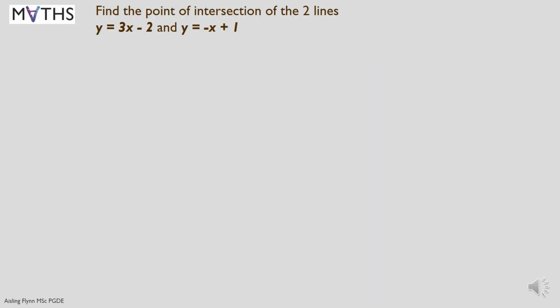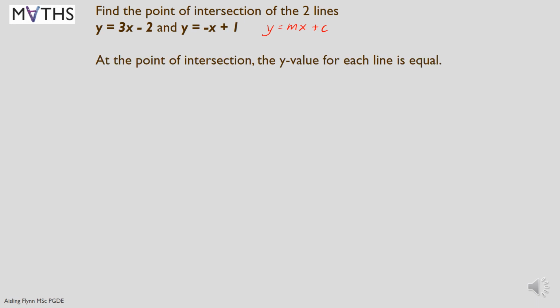So here's another question. Find the point of intersection of the two lines y equals 3x minus 2 and y equals minus x plus 1. Now in this particular question we're presented with the equations of the line in this form, y equals mx plus c, and often this is very much easier to work with. At the point of intersection the y value for each line is equal.